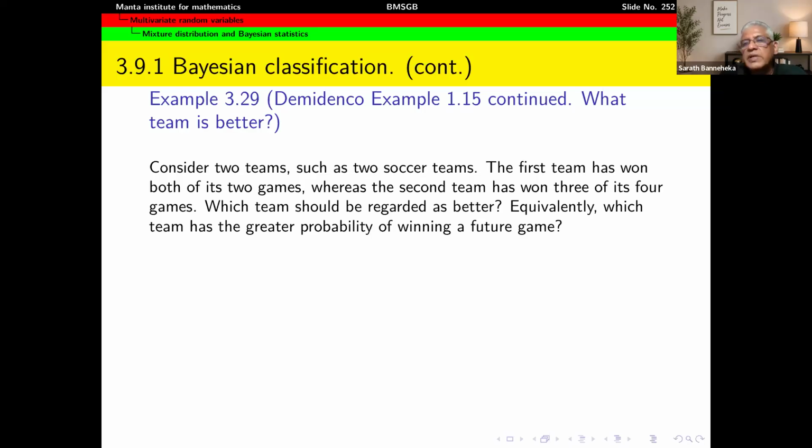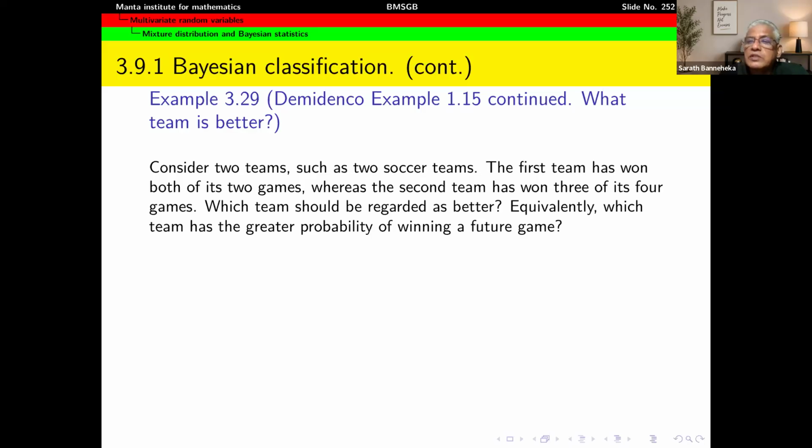That is the question. What is the better team? Equivalently, which team has a greater probability of winning a future game? That's actually, there are two questions. Which team is better is one question. Which team has higher probability of winning in a future game? So there is a different question. Right.